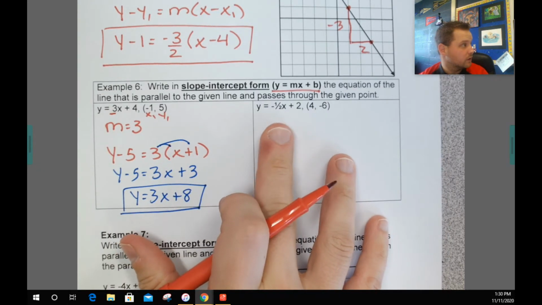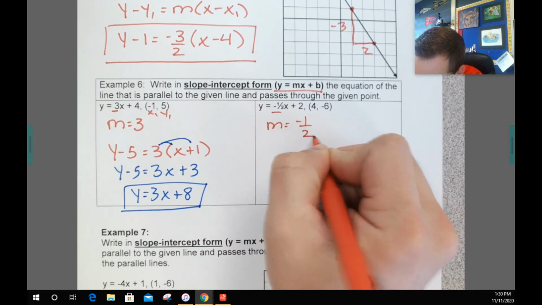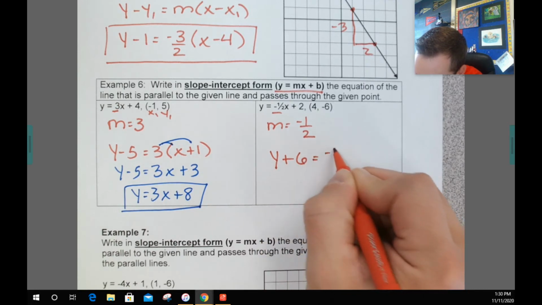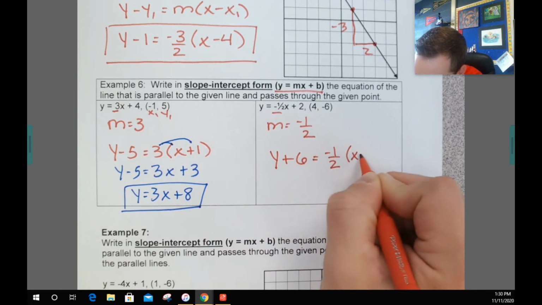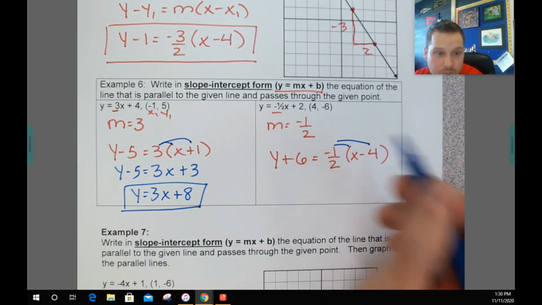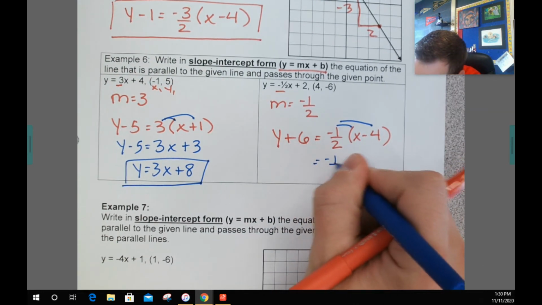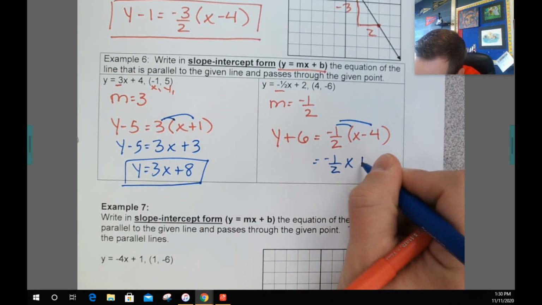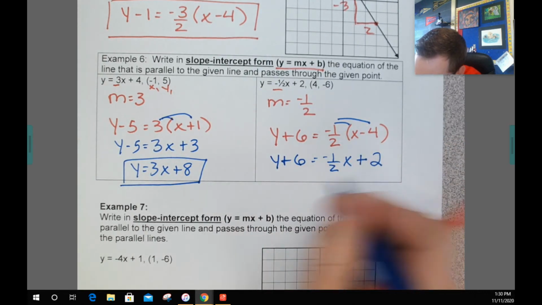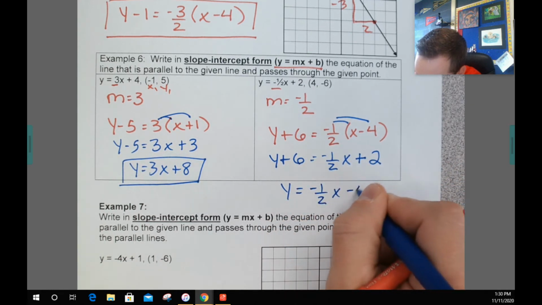For this one over here, same deal. Our slope is negative 1/2. Our point-slope form would be y plus 6 equals negative 1/2 (x minus 4). We distribute the slope in. So doing that, it's going to be negative 1/2 x plus 2. And then subtract 6 from each side. So your y equals negative 1/2 x minus 4.